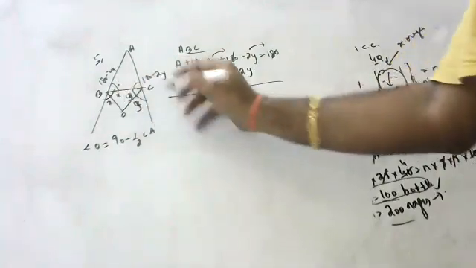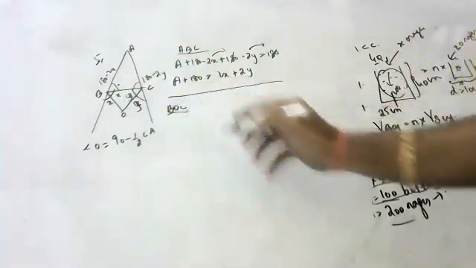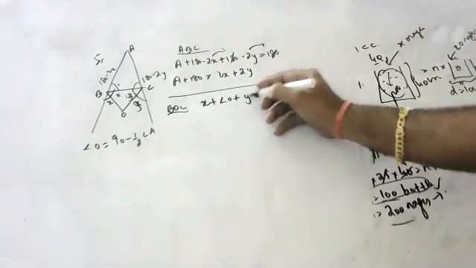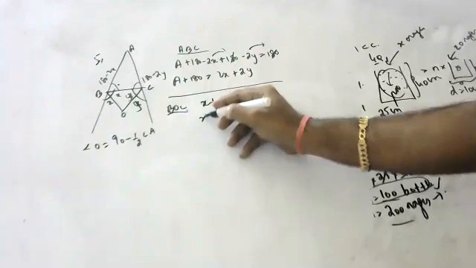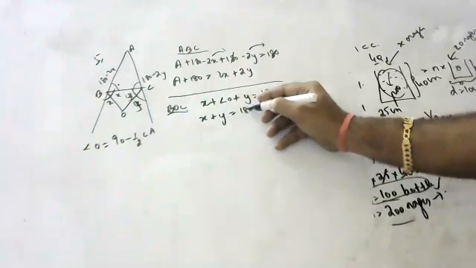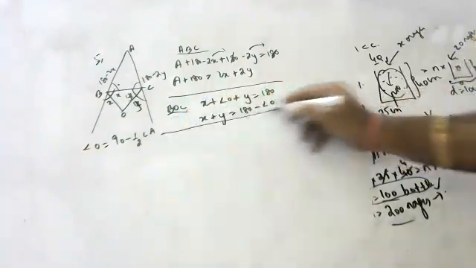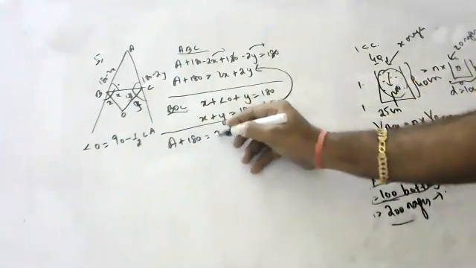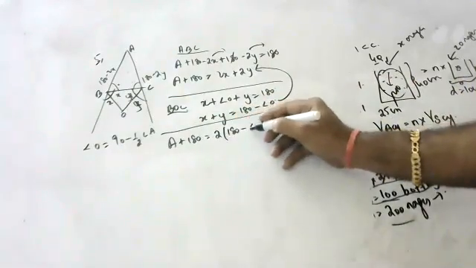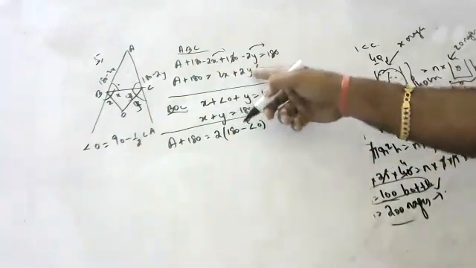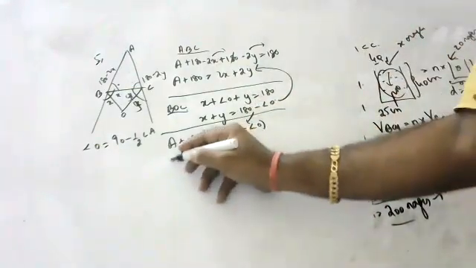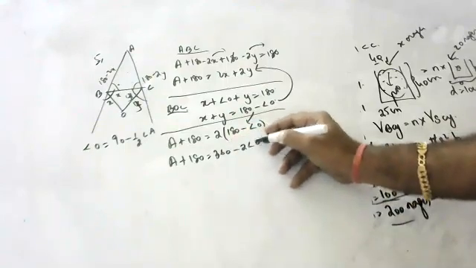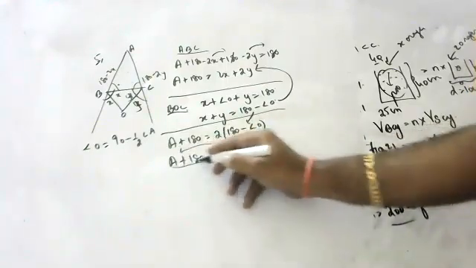Can you apply the angle sum property in BOC? x plus y plus angle O equals 180. x plus y is equal to 180 minus angle O. Okay. Can you substitute this here? A plus 180 equals 2 into x plus y. Instead of x plus y, I get 180 minus angle O. Okay, tell. A plus 180 equals 360 minus 2 angle O.